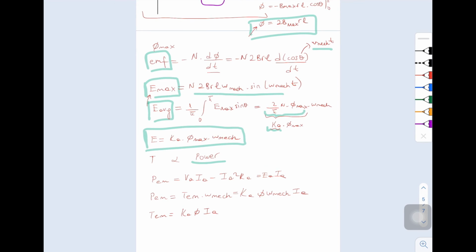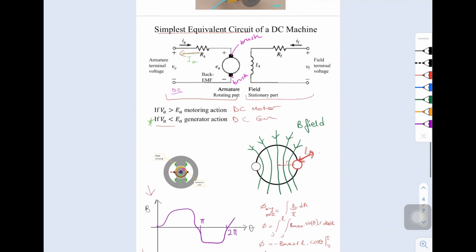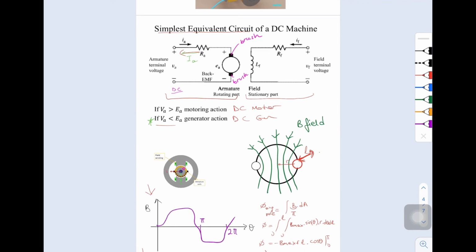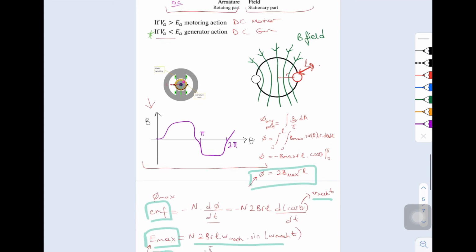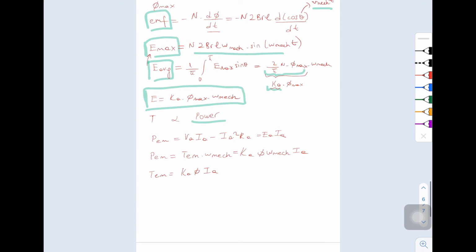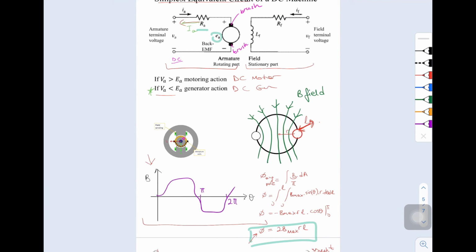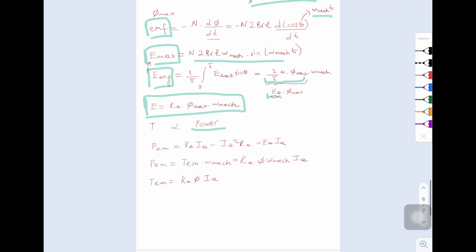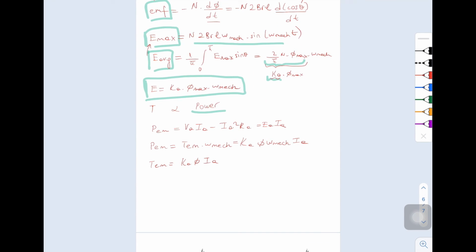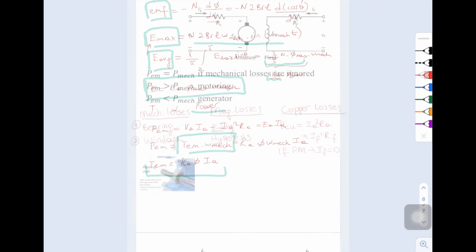We can find the torque from the power statement. The electromagnetic power will be equal to VA times IA minus IA square times RA, as we can see here. VA times IA minus IA square times RA will be equal to EA times armature current. So we can replace that with the multiplication of torque times the shaft speed, and we will end up with the torque formula of Ka times phi max times Ia.